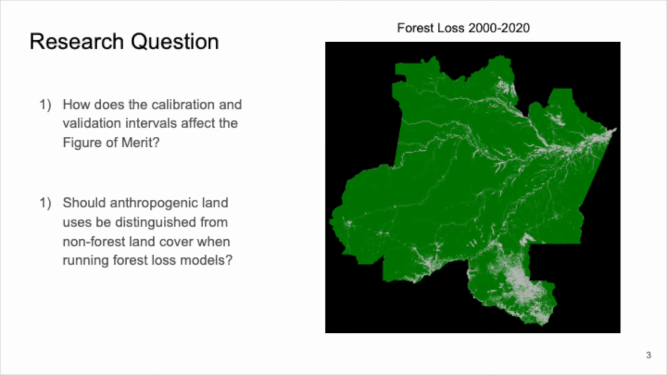When calibrating the model, we considered different variables that affect forest loss. But given that human-caused forest loss is prominent, we also compared the effect of considering anthropogenic land uses versus non-forest land cover in the model.